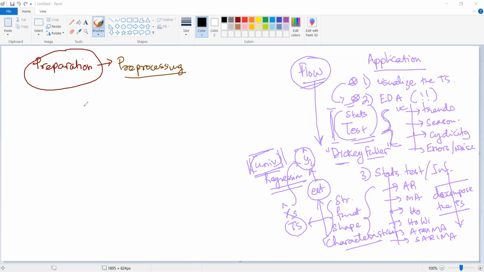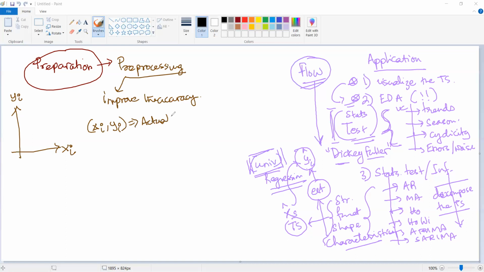Why do we need pre-processing of the data? It is to improve the accuracy, right? Because basically, let's say this is our plot. I have some xi and some yi. These are my actual values, the set of actual values. These are my actuals, and I would like to estimate something.